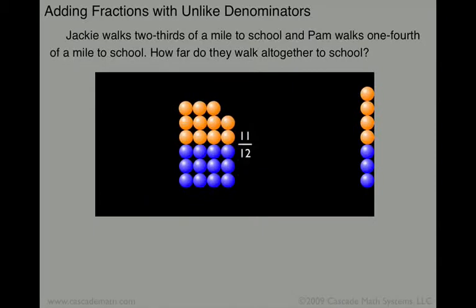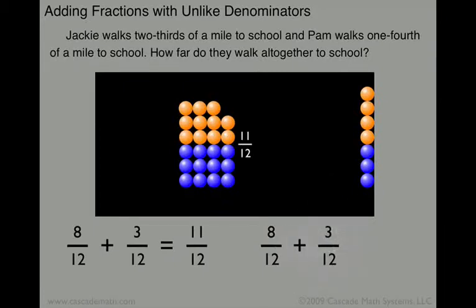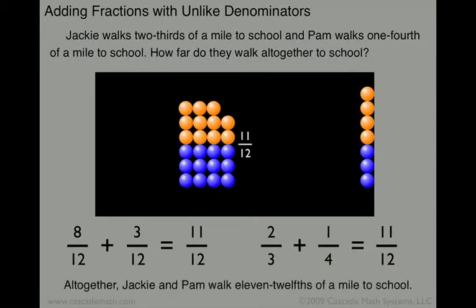As we can see, 8/12ths plus 3/12ths equals 11/12ths. 8/12ths plus 3/12ths equals 11/12ths is the same as 2/3 plus 1/4 equals 11/12ths. Altogether, Jackie and Pam walk 11/12ths of a mile to school.